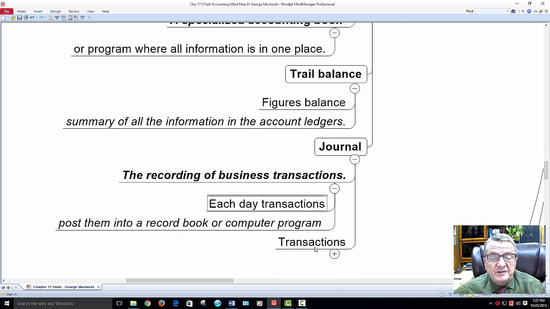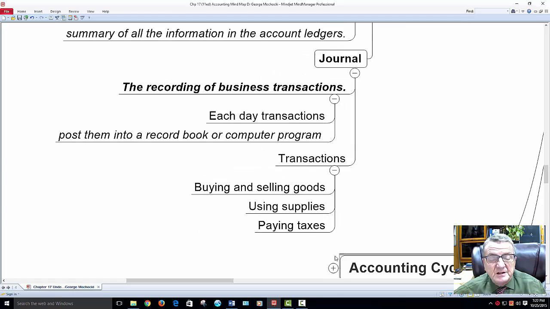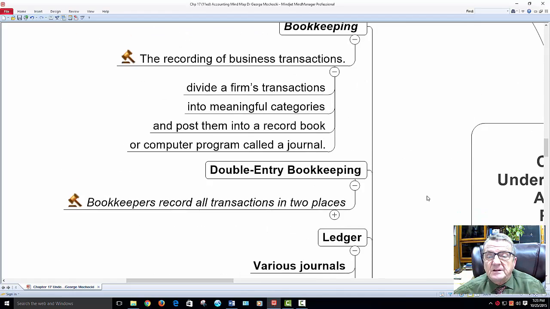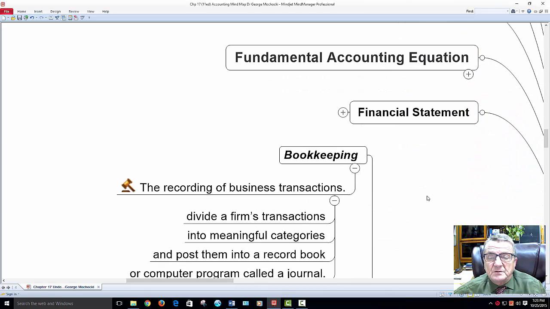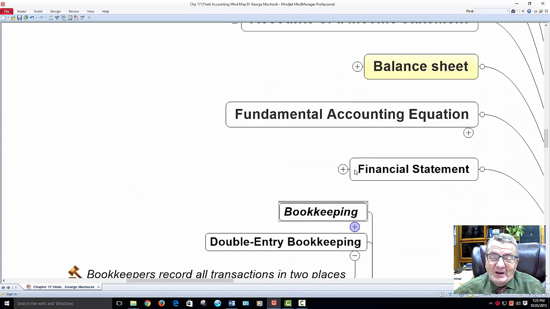The recording of business transactions, that's all journals are. Each day's transactions, and then transactions, buying and selling supplies. Okay, that's just so if I look at, boy, geez, we've got a lot to go here. I better move along. All right.